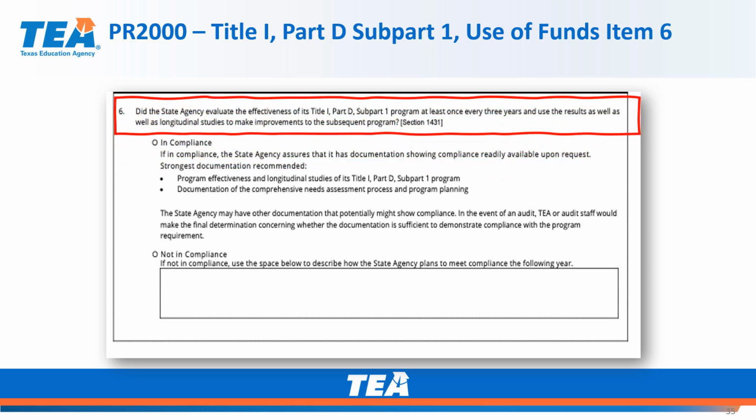Part 5B, Item 6, lists the requirement for state agencies to evaluate its Title I, Part D, Subpart 1 program at least once every 3 years and to use such evaluation results to improve such program.